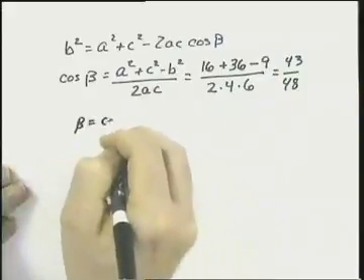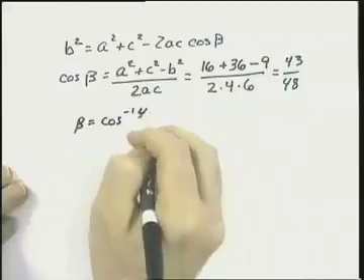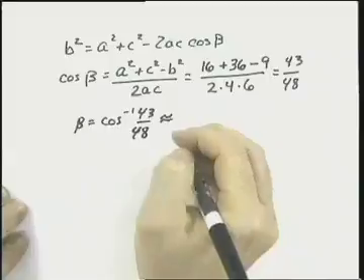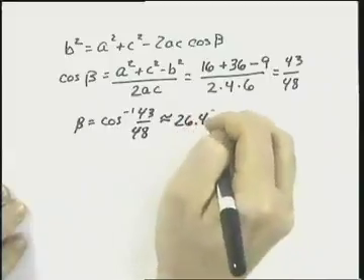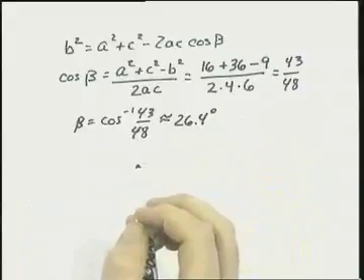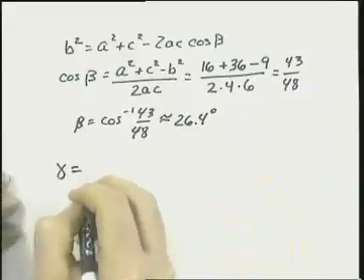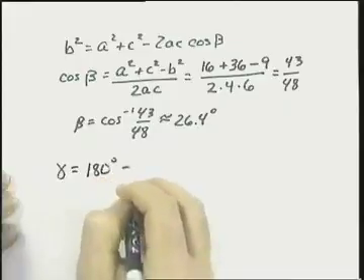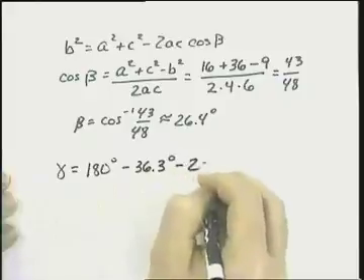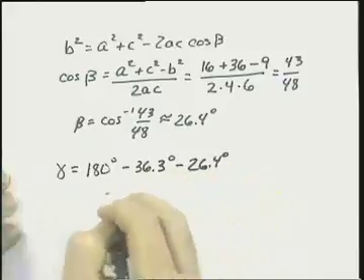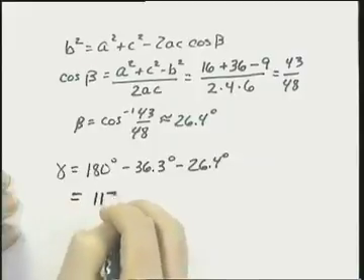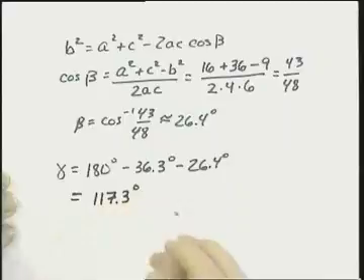So beta is going to be the inverse cosine of 43 over 48. So I get that beta is about 26.4 degrees. Now that I know alpha and I know beta, I can easily find gamma. Gamma is going to be 180 degrees minus alpha, so minus 36.3 degrees, minus beta, minus 26.4 degrees. If I work this all out, I will get that gamma is 117.3 degrees.